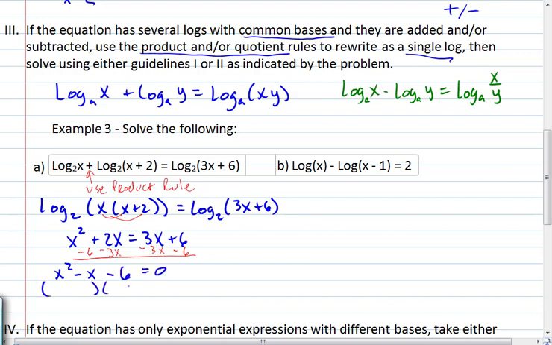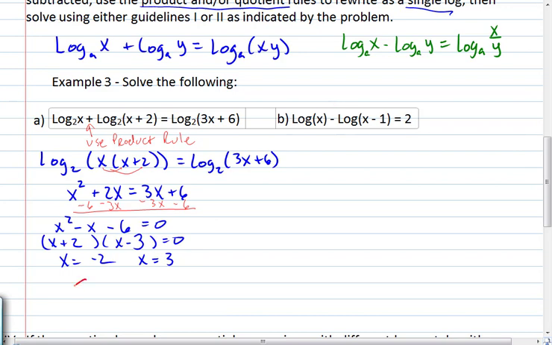And fortunately, this one factors. So we have x plus 2 and x minus 3. So that gives us x equals negative 2 and x equals 3. So would we then say that our answer is negative 2 and 3? Are you sure? What's wrong with what I have?